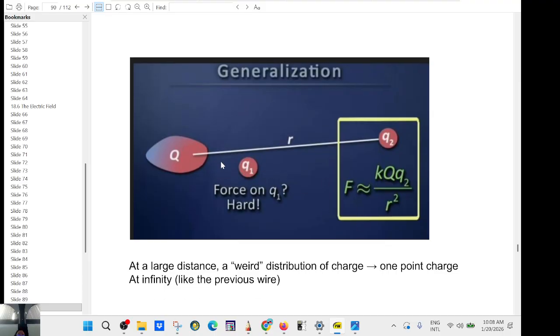So at a very large distance, even if the distribution is weird, everything happens like it's just a charge, right? So when you take the limit, it's always just like you have a single charge because you cannot even tell the weird shape. You don't know if it's a line, a solid, or what.